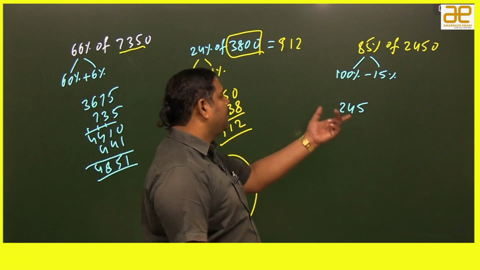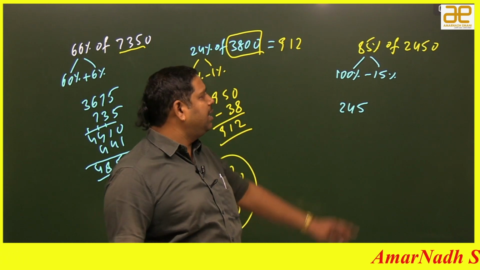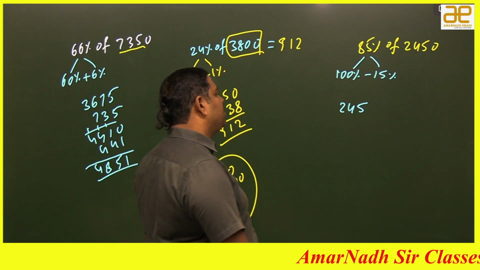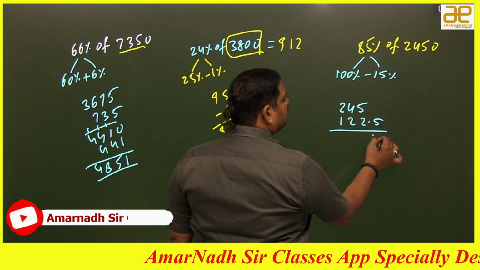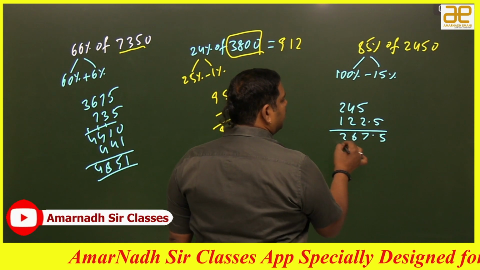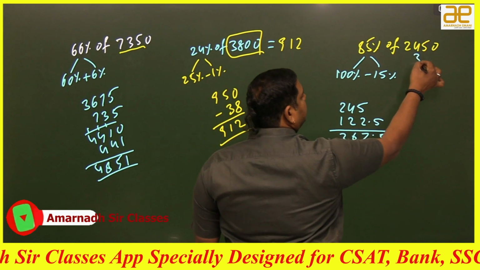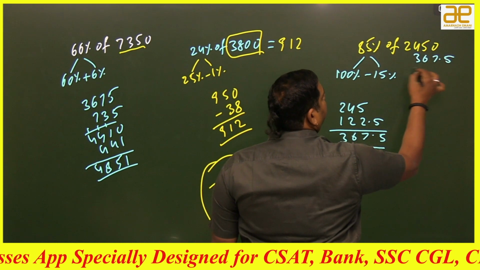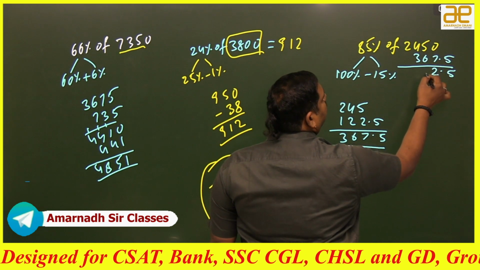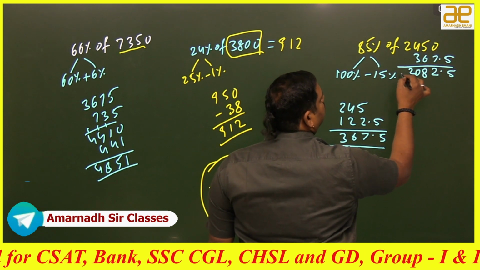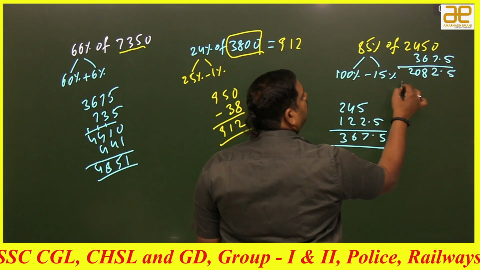Right, let's get back. So 15% I have to calculate, right? So 10% is 245, 5% means half, 122.5. Together is 367.5. This I have to subtract from the 100%, means the number, right? It will be 0.5, it will be 2, and it will be 14 means 802. So your answer is how much? 2082.5.